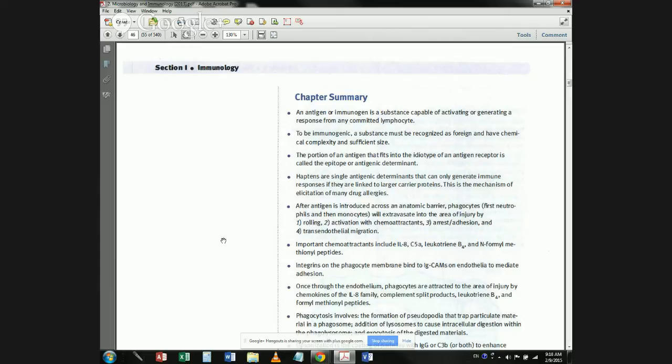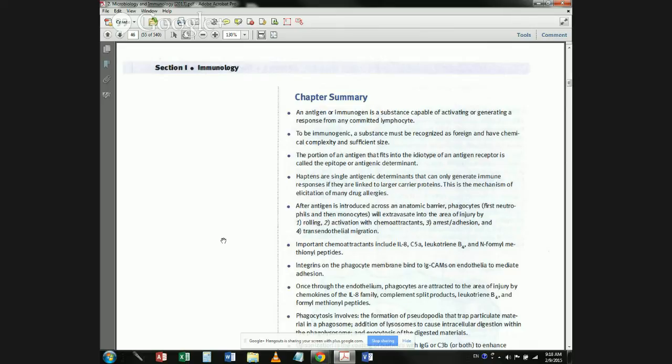Integrins of the phagocyte membrane bind to IgCAMs on the endothelia to mediate adhesion. Here we're kind of insinuating that IL-8, N-formyl methionyl peptides, C5a, and leukotriene B4 are also responsible for maybe triggering integrins, perhaps.